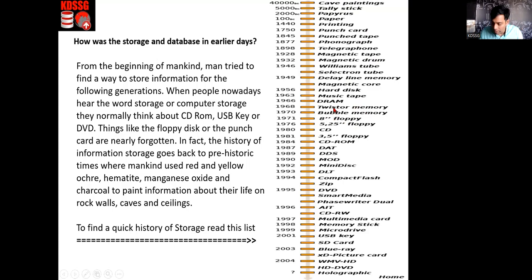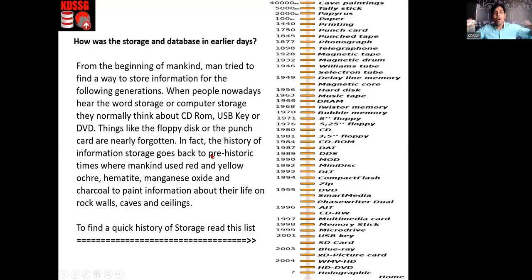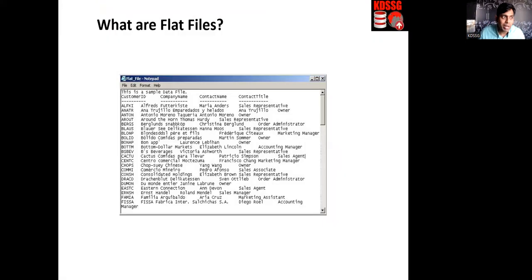Storage also evolved, and softwares also evolved. When I say softwares evolved, people used to store data in a simple, silly, stupid notepad, that's what I call it, where you don't have big brains. You can store the data just tick, tick, tick, tick.